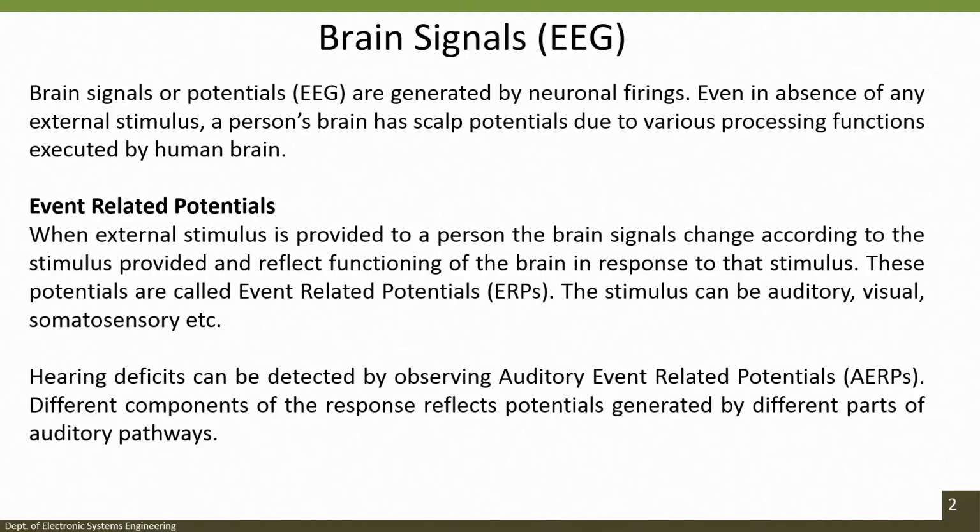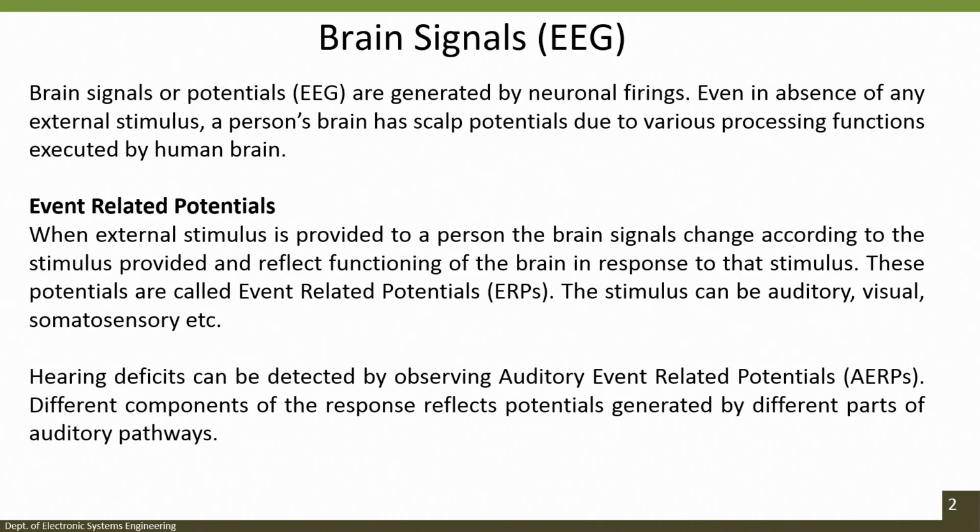Okay. So, one part of the EEG is called event related potentials. Let us see what event related potentials, also called ERP, are. When an external stimulus is provided to a person, the brain signal changes according to the stimulus provided, reflecting the functioning of the brain's response to that stimulus. These potentials are called ERPs or event related potentials. The stimulus can be auditory, visual or somatosensory.